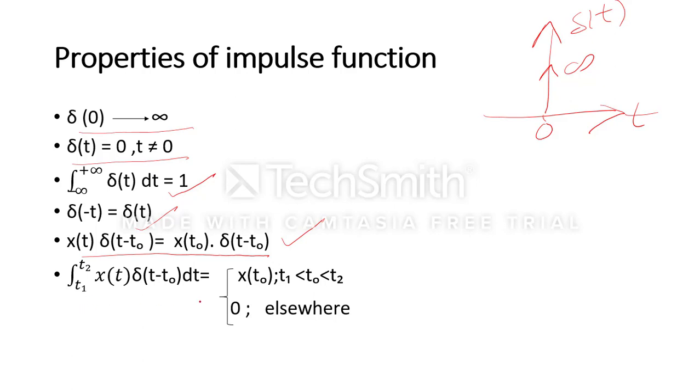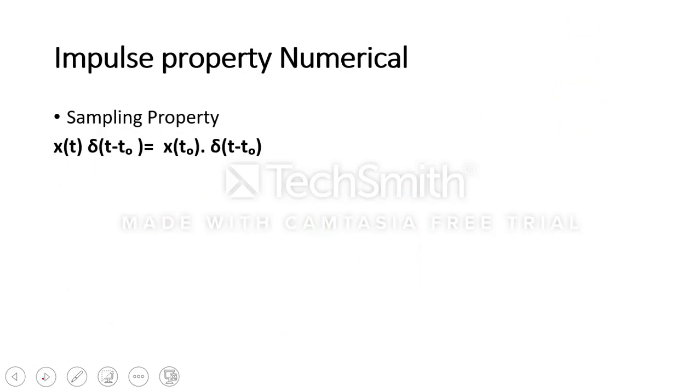In the same way, there is the time shifting property. The output will look like this. We are going to do the numericals on these two properties. So let's take the numerical on the sampling property.